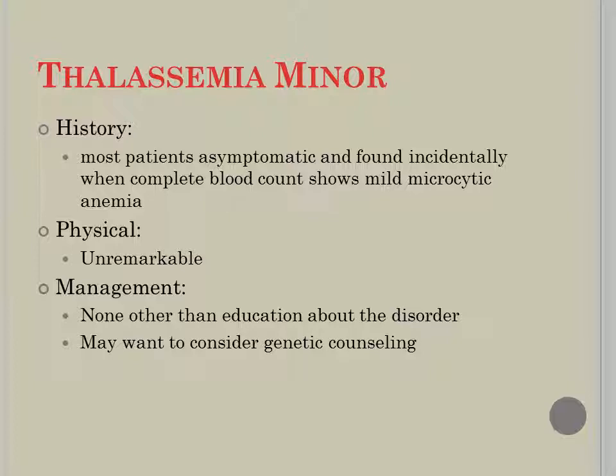With minor, most patients, as I said, are asymptomatic, and it's found very incidentally when you're doing your CBC levels and it's showing that mild microcytic anemia. Their physical is not really giving you any kind of indication that there's anything going on, and there really isn't, as I said, any way to manage them, but you may want to talk to them about genetic counseling.